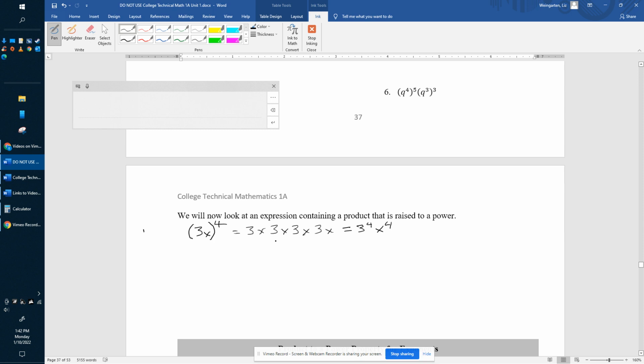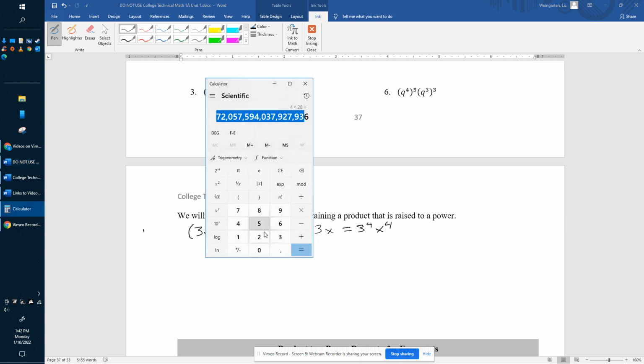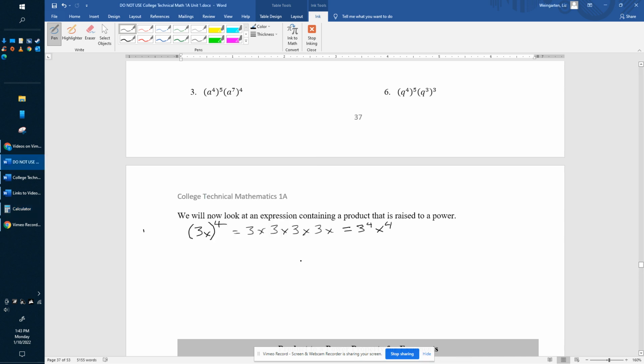Now we can simplify this further. What is 3 to the fourth? It's not one that I have handy in my head, so I'll pull up my calculator. 3 to the fourth is 81. So we have 81 x to the fourth.